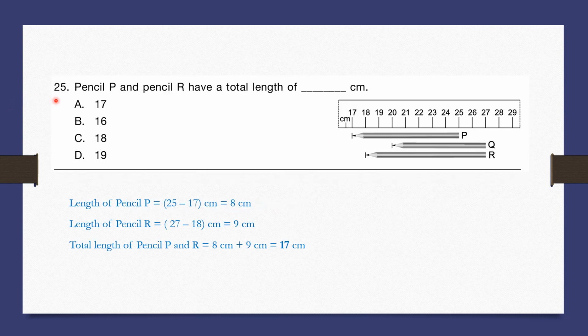Question number 25. Pencil P and pencil R have a total length of blank centimeter. So let's calculate the length of pencil P. So it equals 25 minus 17 centimeter, so equals 8 centimeter. Let's calculate the length of pencil R. So 27 centimeter minus 18 centimeter equals 9 centimeter. So the total length of pencil P and R is 8 plus 9 centimeter, which is equal to 17 centimeter. So our answer is option A.